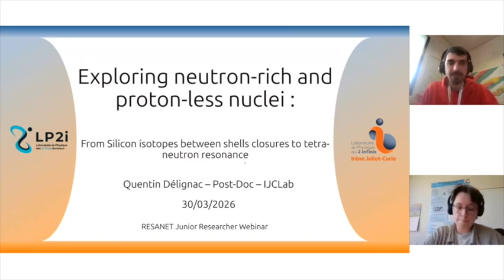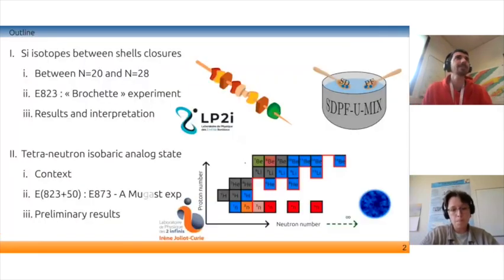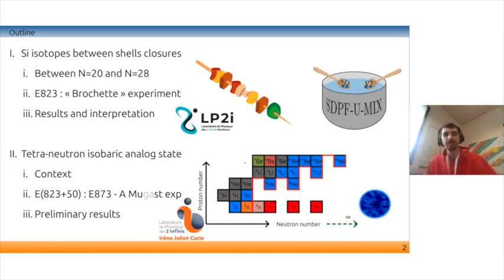So I will directly dig into the details. I will present the two parts of this webinar: first the silicon isotopes between N=20 and N=28, which was my PhD work at LP2I Bordeaux. And as a second part, I will present the study of the tetra-neutron isobaric analog state in hydrogen-4, which is in fact my work now at IJCLab.